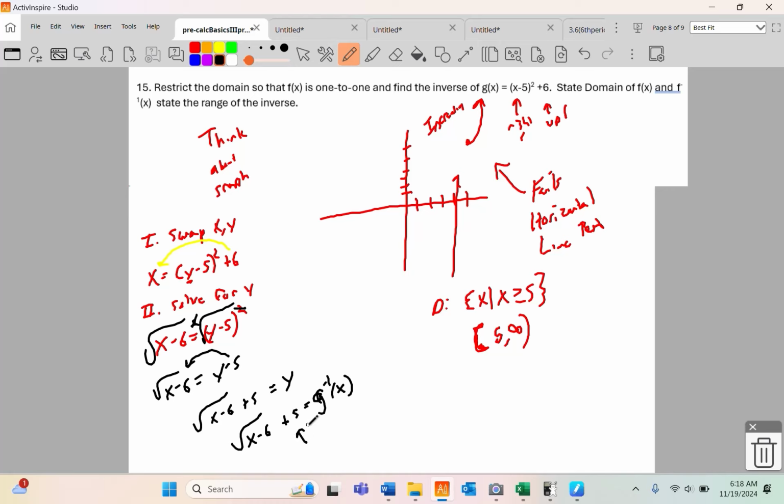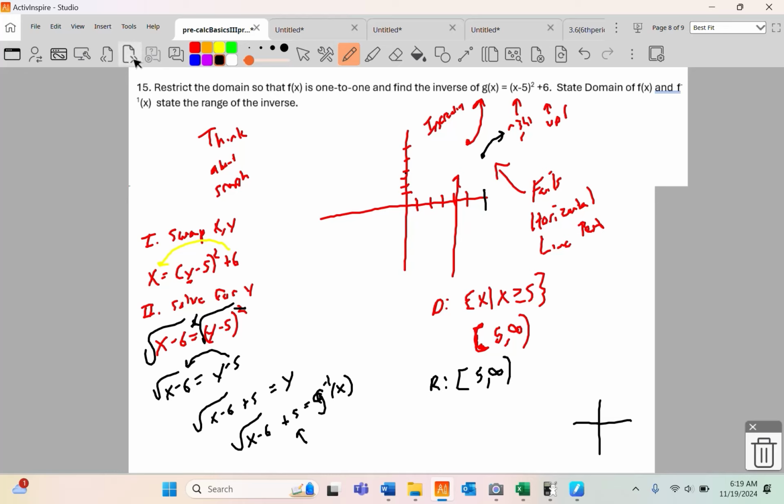If you think about this guy, root of x minus, actually, let's just use my grid here. This is up 5, right 6. Right 6, up 5. 3, 4, 5. It looks like that. You can kind of see that the range here for the inverse is 5 to infinity. I'm not too surprised they match. Really not. Anyways, there you go. There's 15.